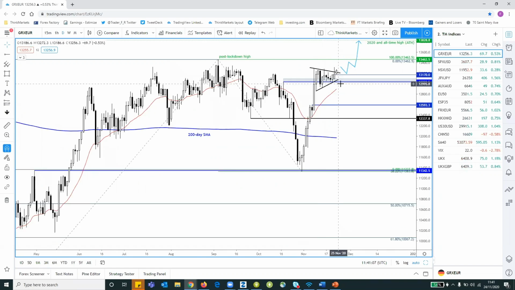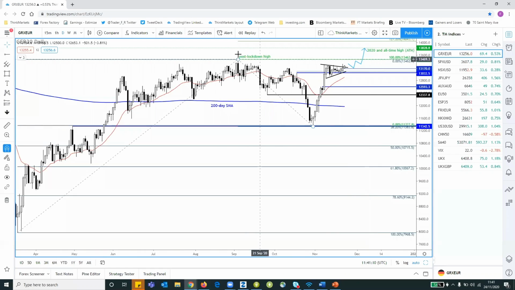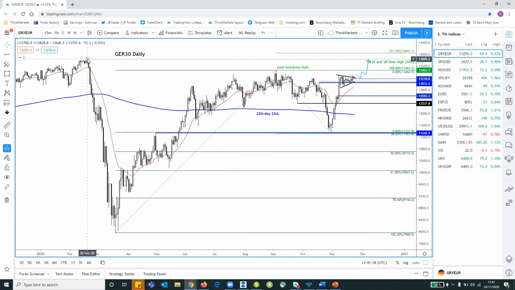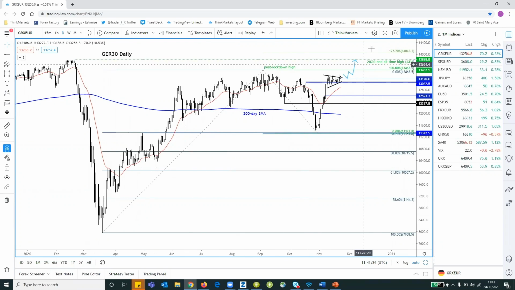So from here, it looks like a new high above the post-lockdown high that was hit in September is on the cards. And then beyond that, we have the all-time high that was reached just before the lockdown in February. And then beyond that, it's really anyone's guess where it could go. But those are the first 2 targets from a bullish point of view.